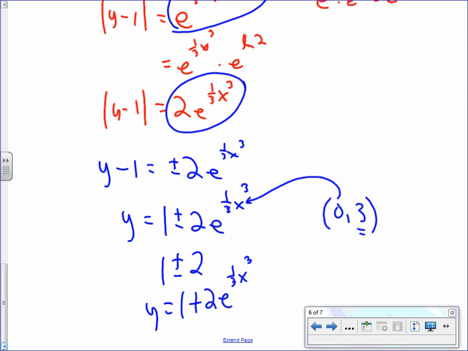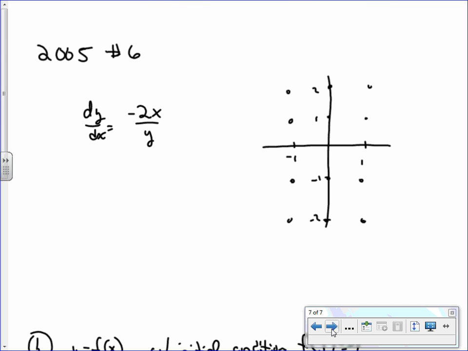Okay, that's a separated variables problem. All right, let's try the next one, which is 2005, number 6.